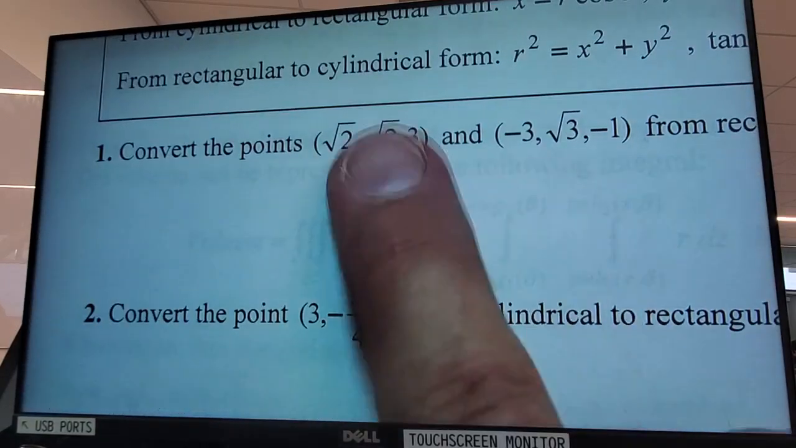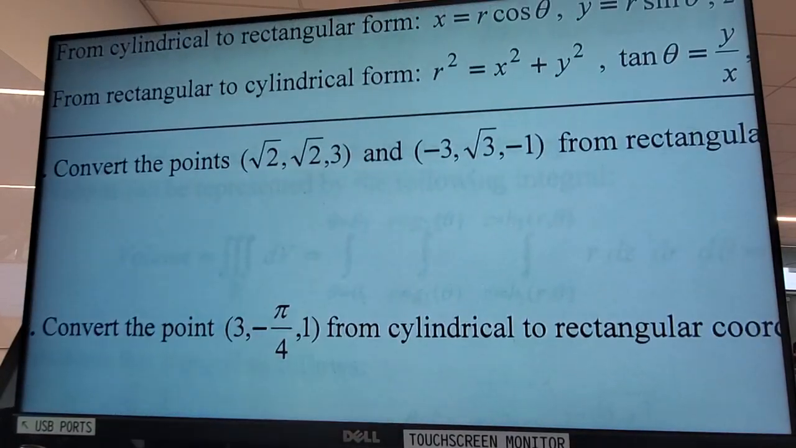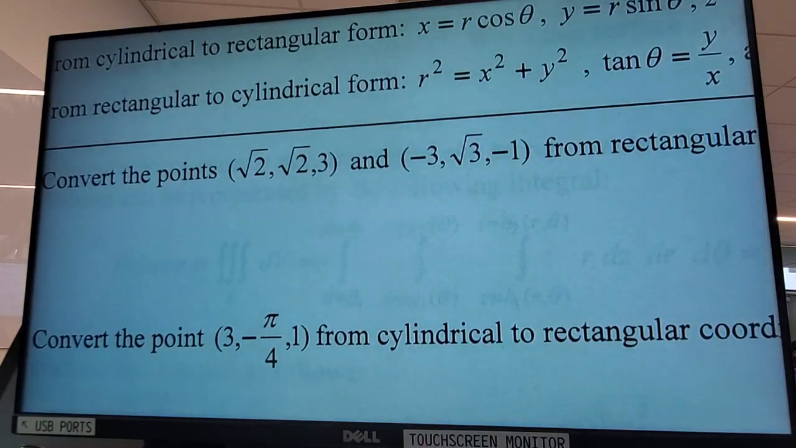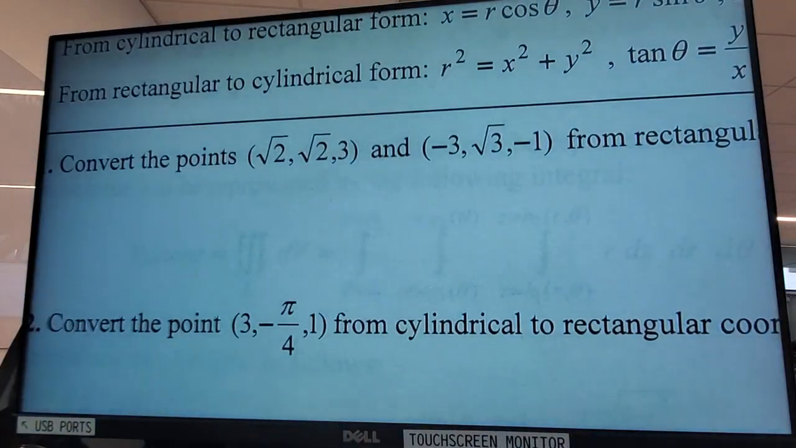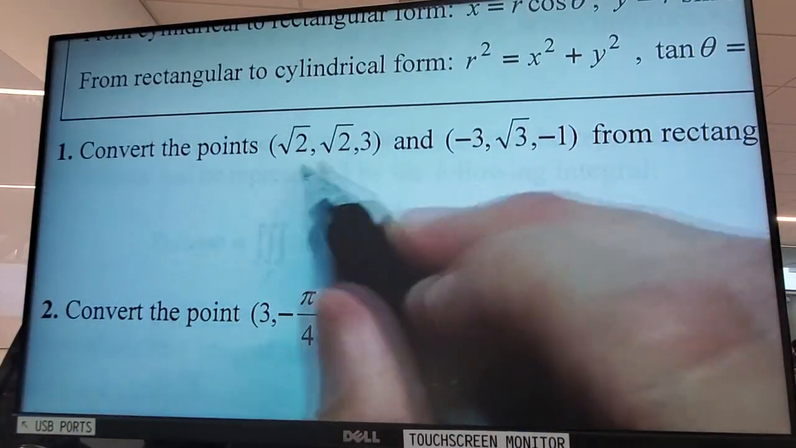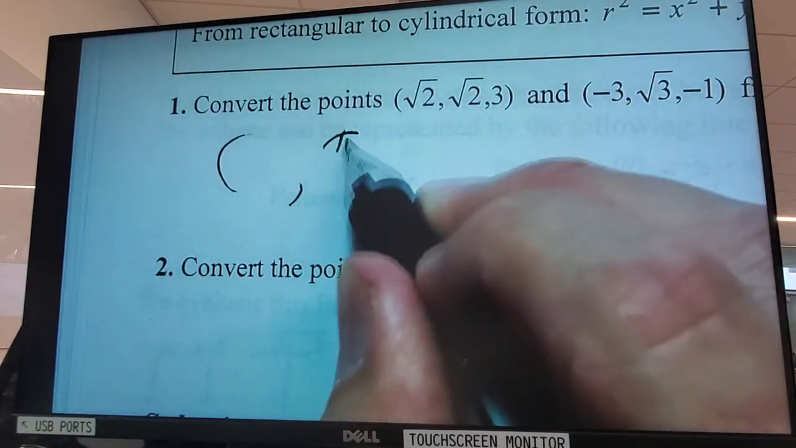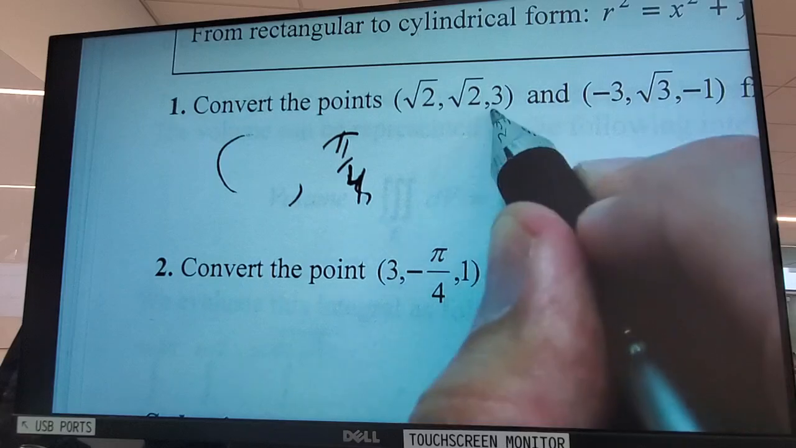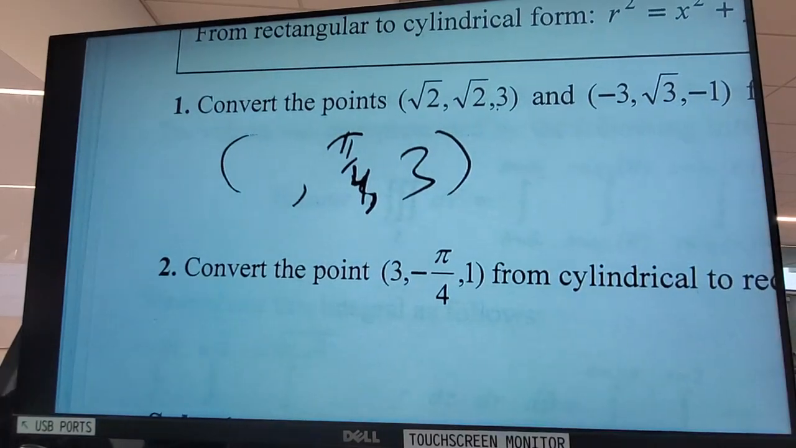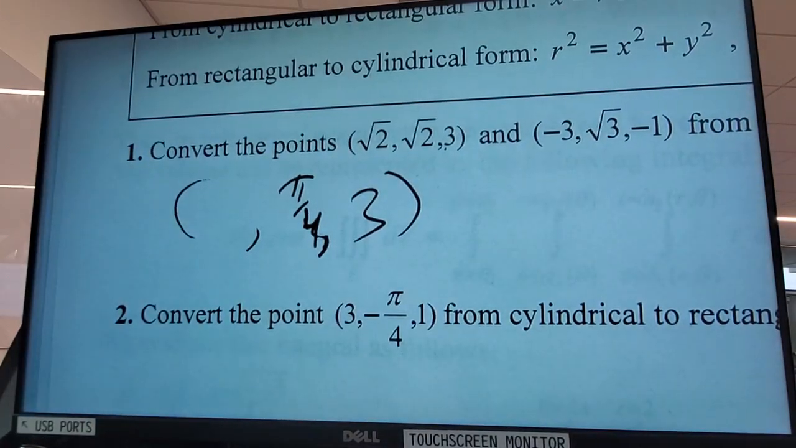Now, how do I, real quick, just doing one of these, convert this to R, theta, Z? Yeah, there you go. So this one's nice and easy. I don't have to do any real work to get the theta, right? Theta's got to be pi over 4. Is that cool? Z's got to stay the same. And what's R? The square root of root 2 squared plus root 2 squared. So that's 2 plus 2. Are you guys with me?